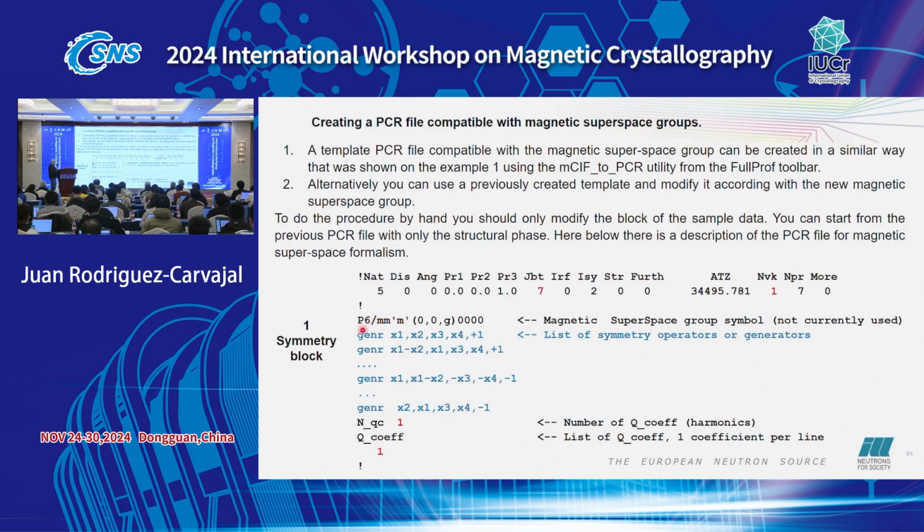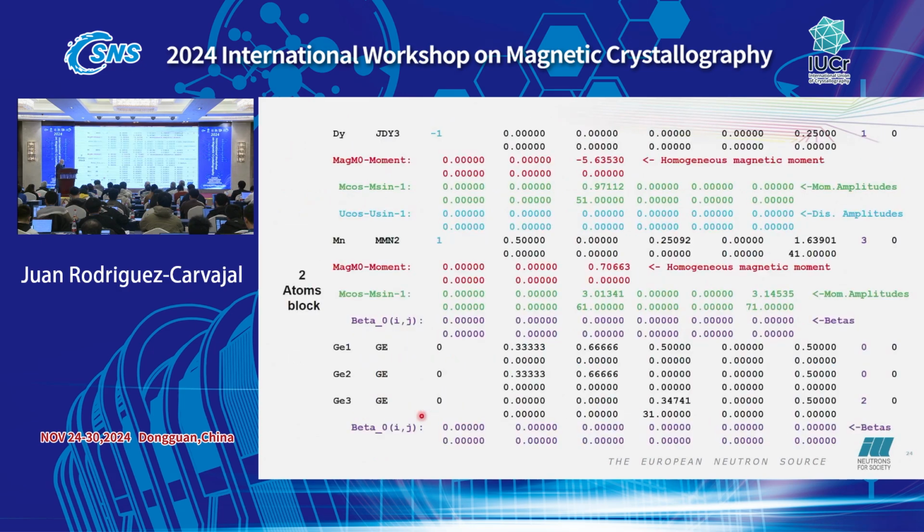And here you have a particular magnetic superspace group, and here are the operators that have been downloaded from ISODistort. You have the number of Q coefficients, a lot of things that, of course, for using this kind of thing you have to learn before, because otherwise you don't know what you are doing.